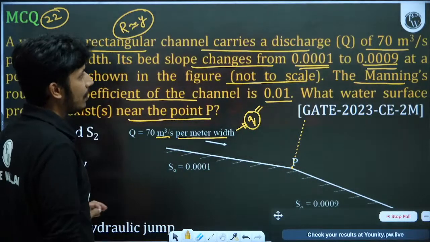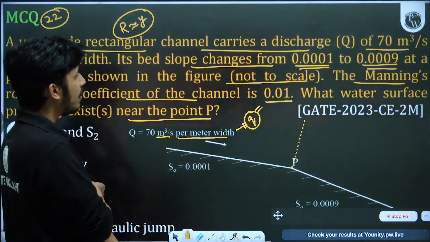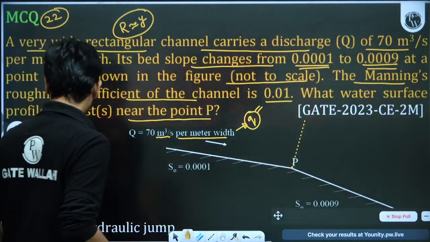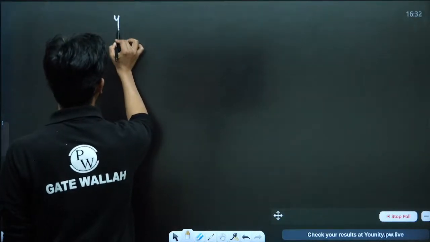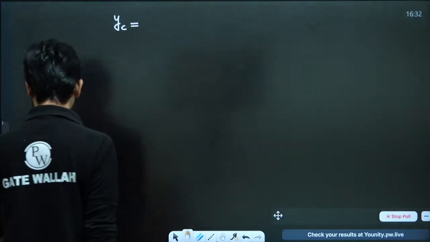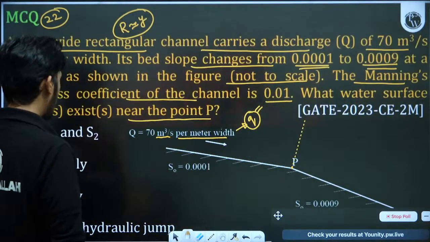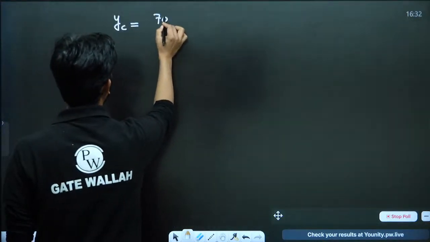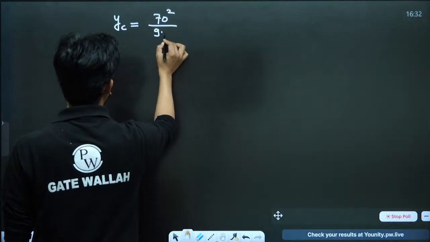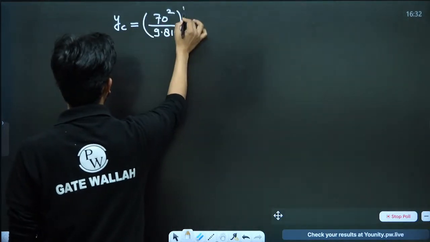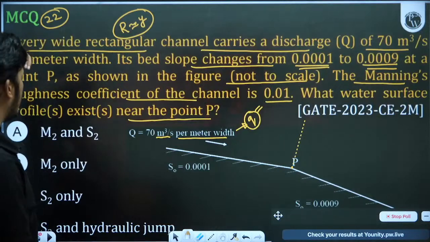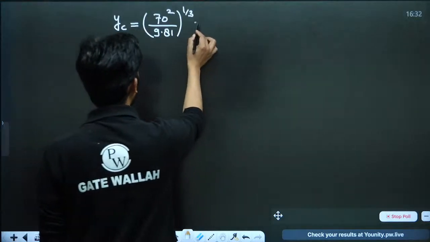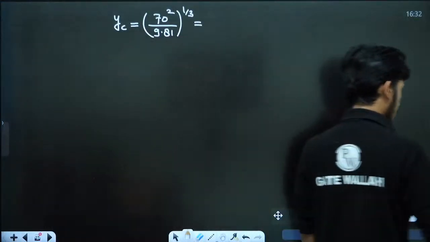Okay, let's see. First of all, let us see whether the slope is mild or not. So what we will do, we will first calculate YC. So YC will be equal to how much? 70 is the discharge per meter width upon 9.81 raised to power 1 by 3. I think we have to take G as 9.81 because g is not given here. Yes, G is not given. So this is coming out to be how much?